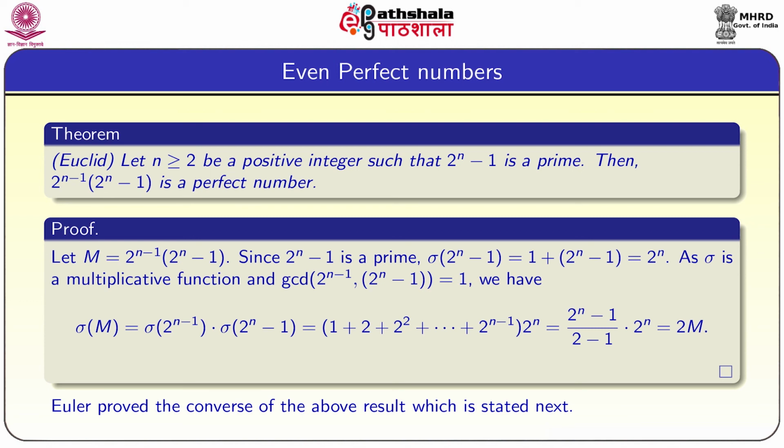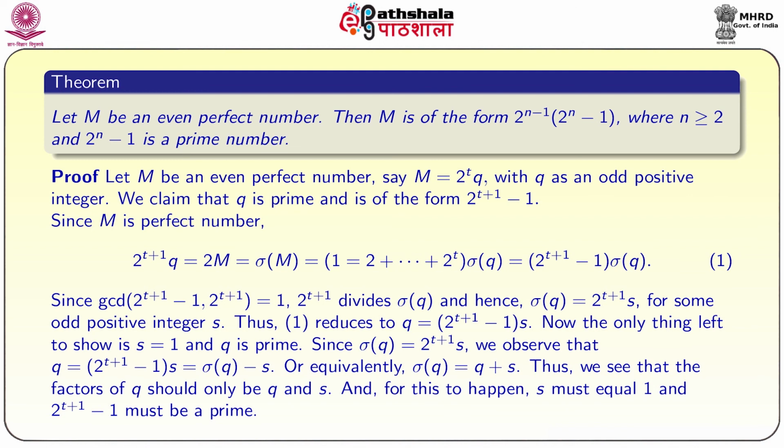So, Euler proved the converse of the above result, which is stated here. Let m be an even perfect number, then m is of the form 2 power n minus 1 into 2 power n minus 1 whenever n is greater than or equal to 2 and 2 power n minus 1 is a prime number. The proof goes like this. Let m be an even perfect number, say m is equal to 2 power t into q, where q is an odd positive integer. We claim that q is prime and also it is of the form 2 power t plus 1 minus 1. Here we are assuming that m is an even perfect number.